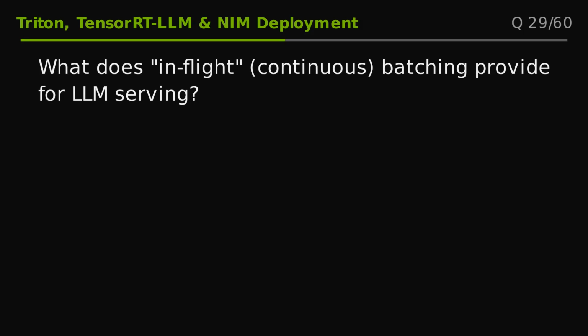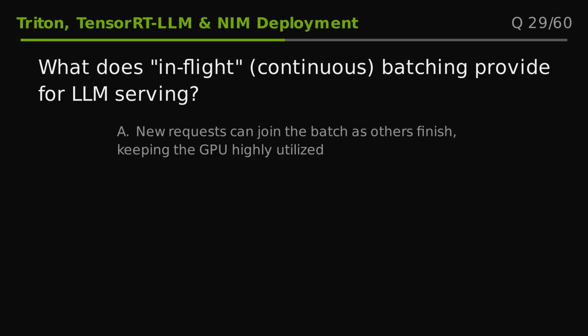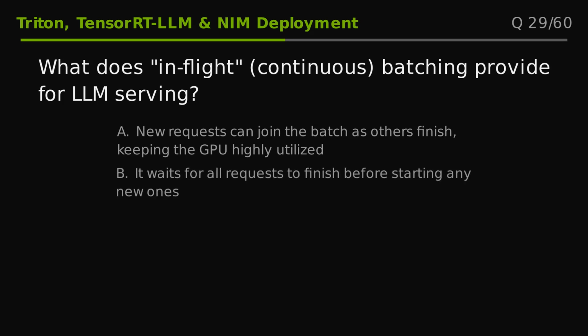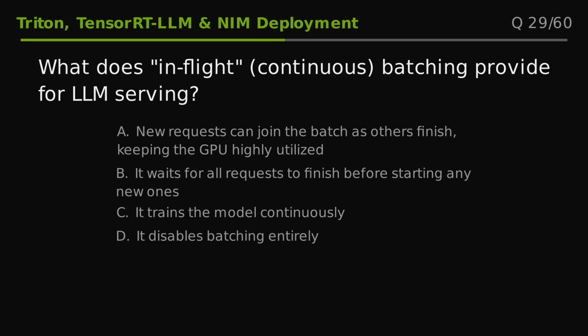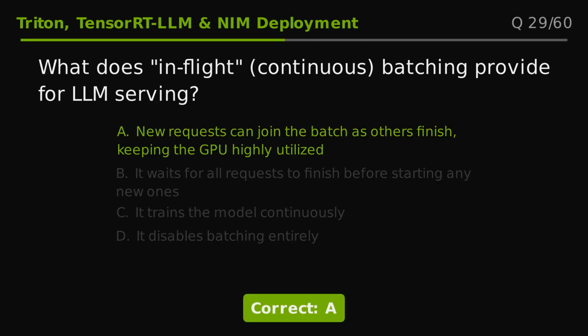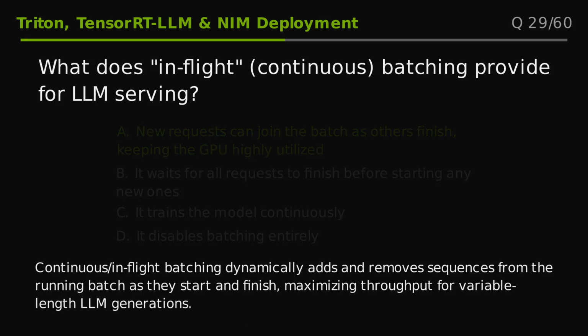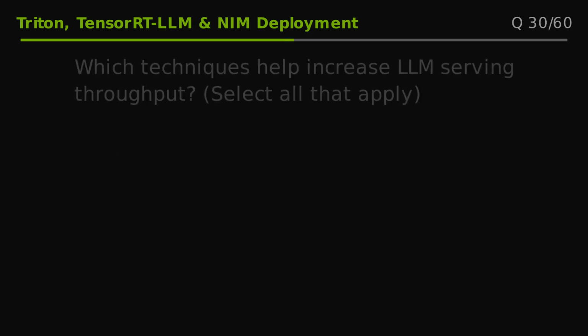Question 29. What does in-flight continuous batching provide for LLM serving? Option A. New requests can join the batch as others finish, keeping the GPU highly utilized. Option B. It waits for all requests to finish before starting any new ones. Option C. It trains the model continuously. Option D. It disables batching entirely. The correct answer is A. Continuous or in-flight batching dynamically adds and removes sequences from the running batch as they start and finish, maximizing throughput for variable length generations.